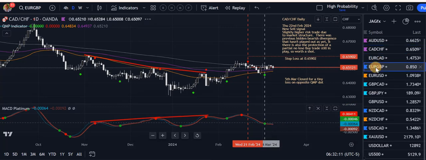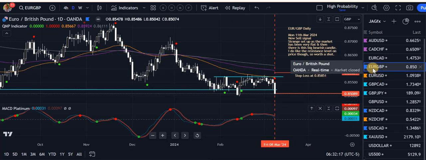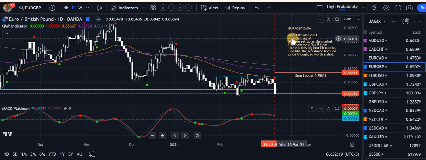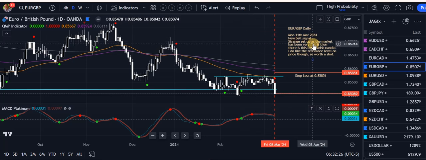All right, Euro CAD, no trade on. Euro pound. Now, Euro pound. I should have highlighted in orange because I want to talk about it in the video. On Monday, it's a new sell signal. So it's a new sell signal for Monday. It's the only trade happening on Monday. So I've already written up the notes.